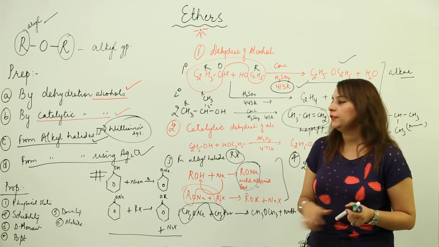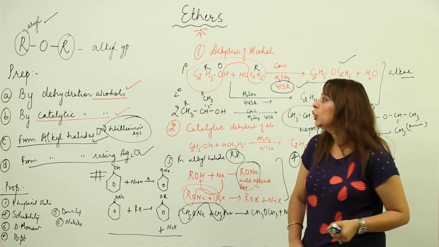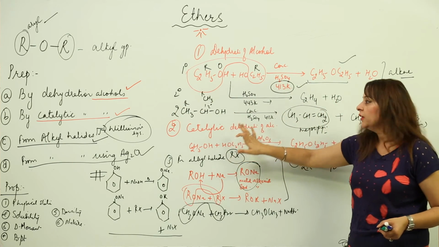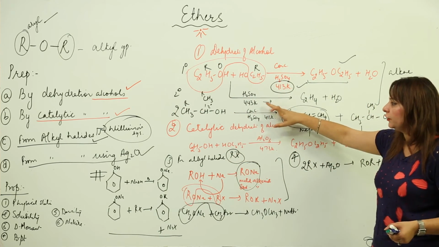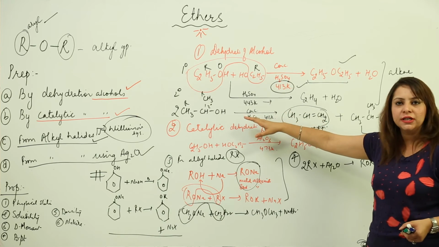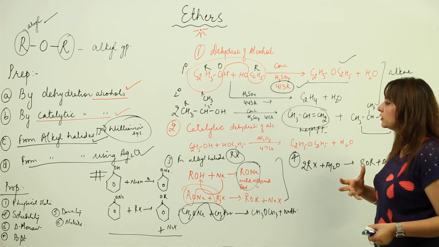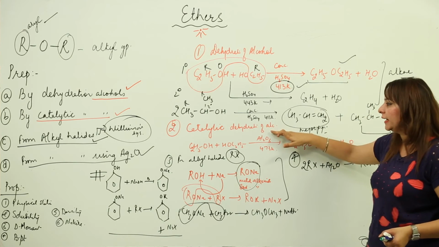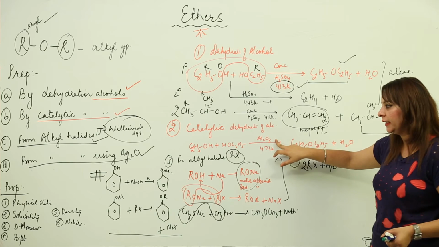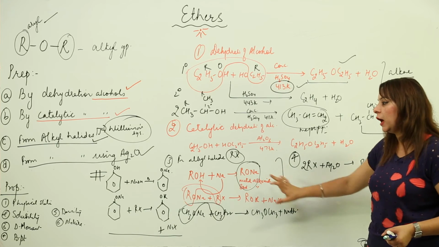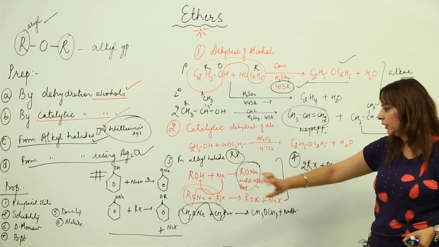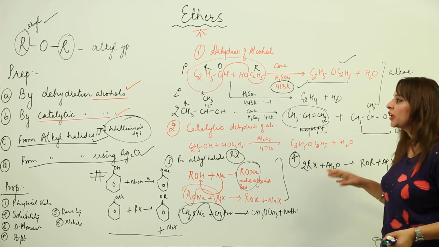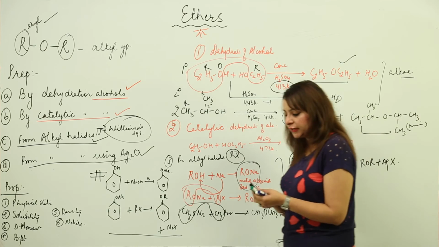So now we are over with the preparations. I think you got it. We can prepare it by dehydration of alcohols. I think you know that we need to take care of the temperature, why secondary and tertiary alcohols are not used, and what product you get along with that, what catalytic dehydration is, what catalyst is basically used, what Williamson synthesis is, how you can prepare an alkyl aryl ether, and how you can prepare it by using silver oxide. Now coming on to the properties, physical properties.